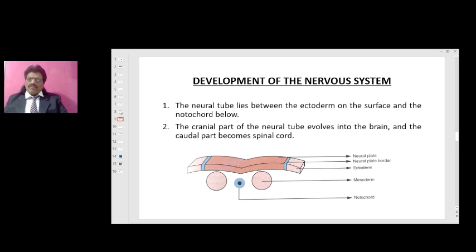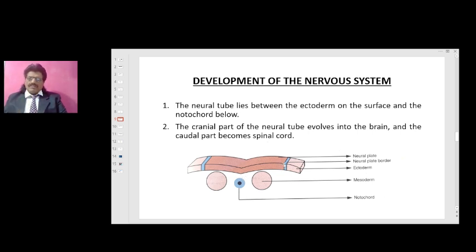Now we'll talk about the development of the nervous system. The neural tube lies between the ectoderm on the surface and the notochord below. The cranial part of the neural tube evolves into the brain and the caudal part becomes the spinal cord.